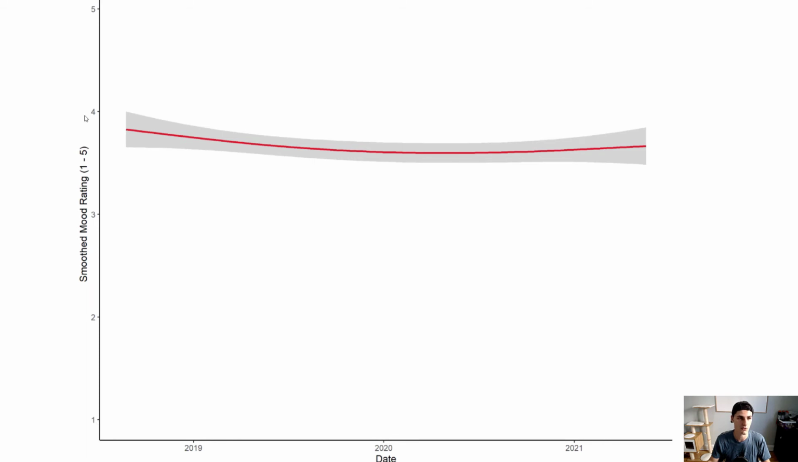This is 1 down here. This is 5 up here. So you can see that my mood has been relatively about 3.7 and the error has been relatively stable. So that means that I'm not getting more or less stable and I'm not getting more or less happier. I'm always around 3.7 with a standard deviation of 1.2.